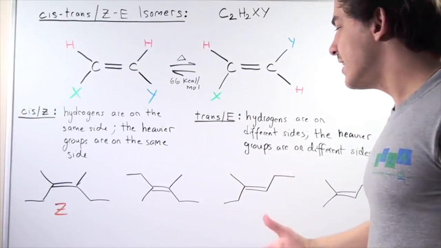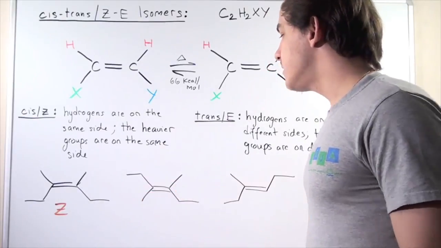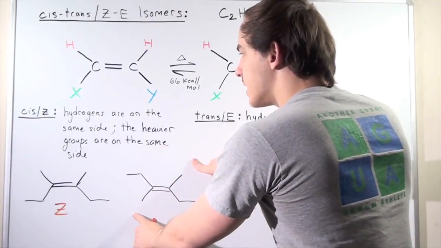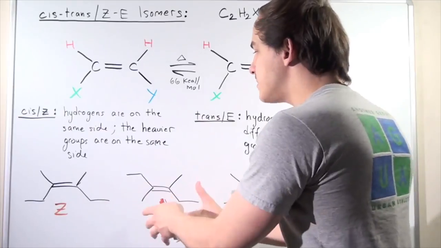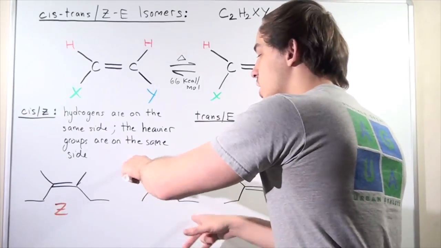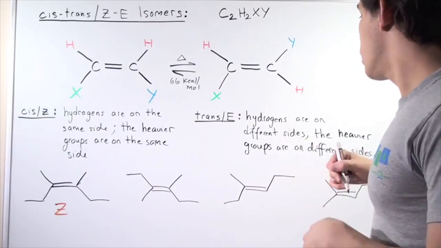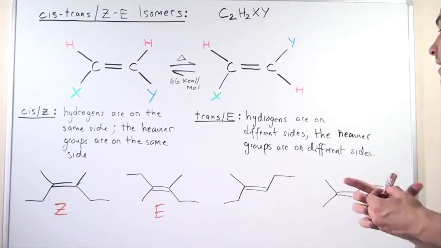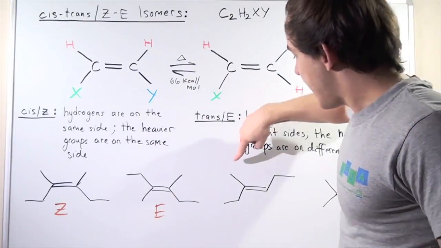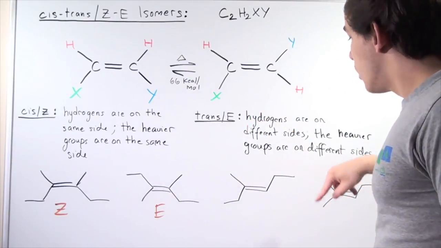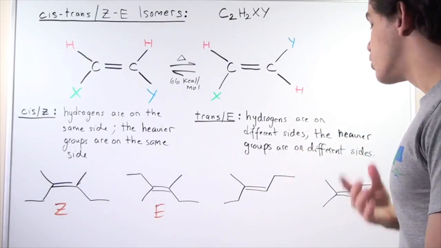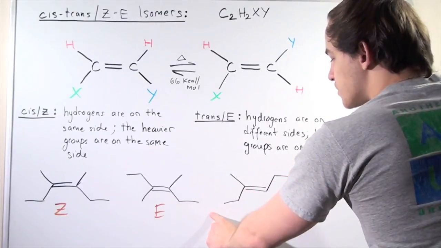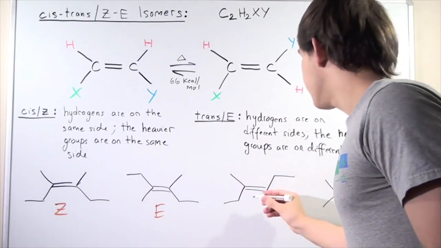So what about this one? Here we also have methyl and ethyl, but the ethyl groups are on different sides, and the methyl groups are on different sides. So the heavier groups are on different sides, which means we must have our E. So this is E. What about this one? Now we have a methyl, an H, an ethyl, and an ethyl. Once again, the two ethyls, the two heavier groups, are on different sides, and that means we must have our E.